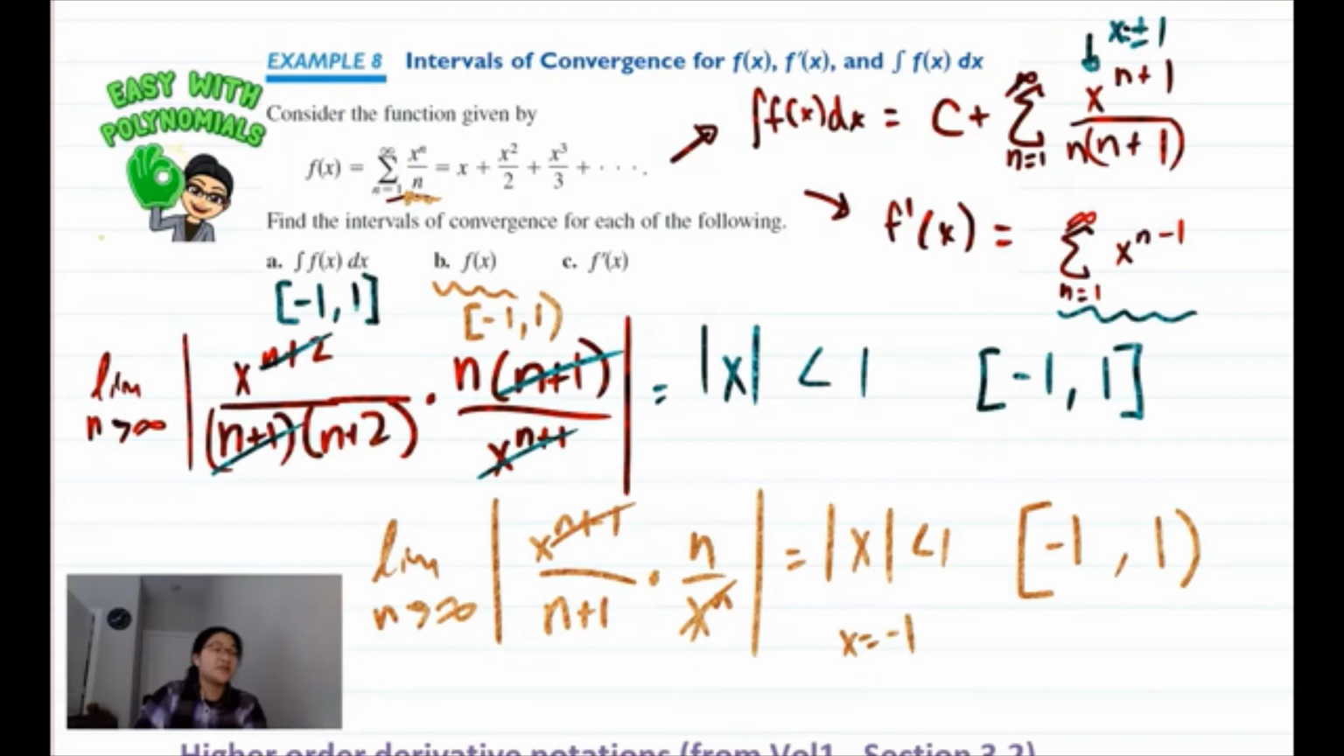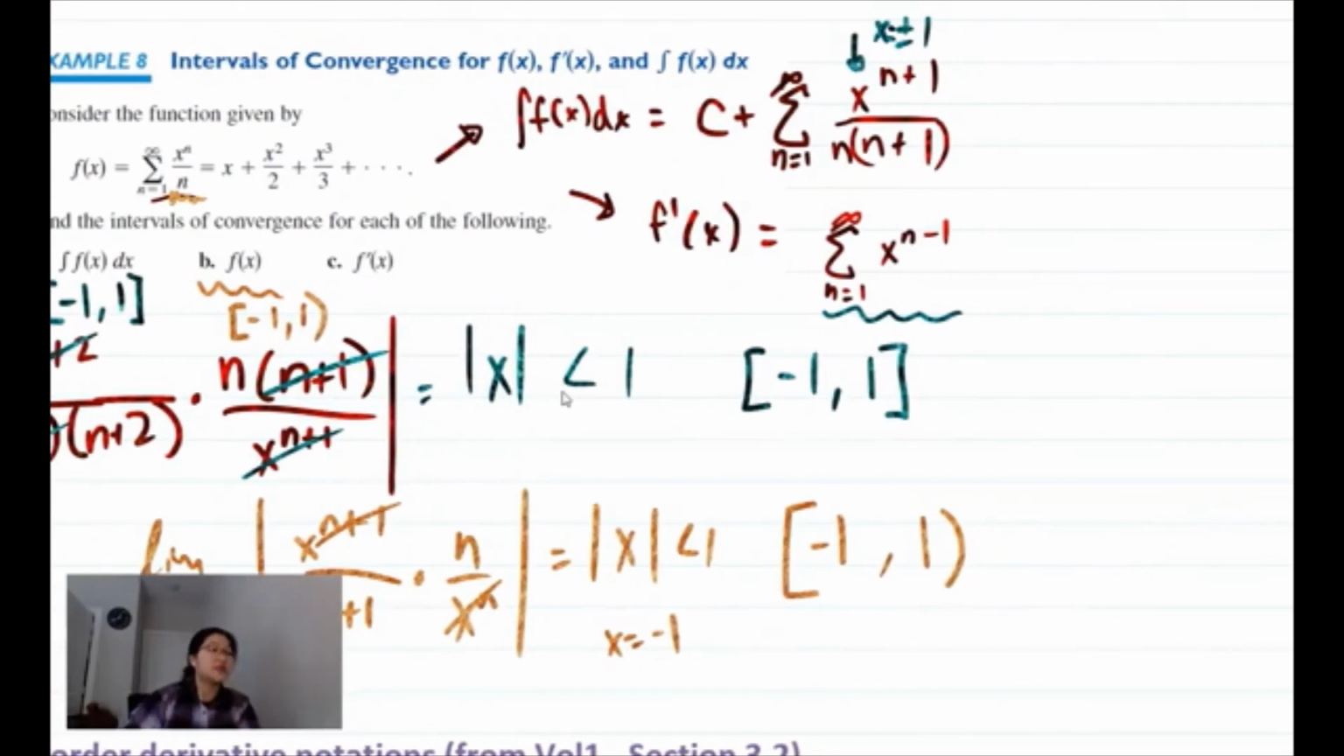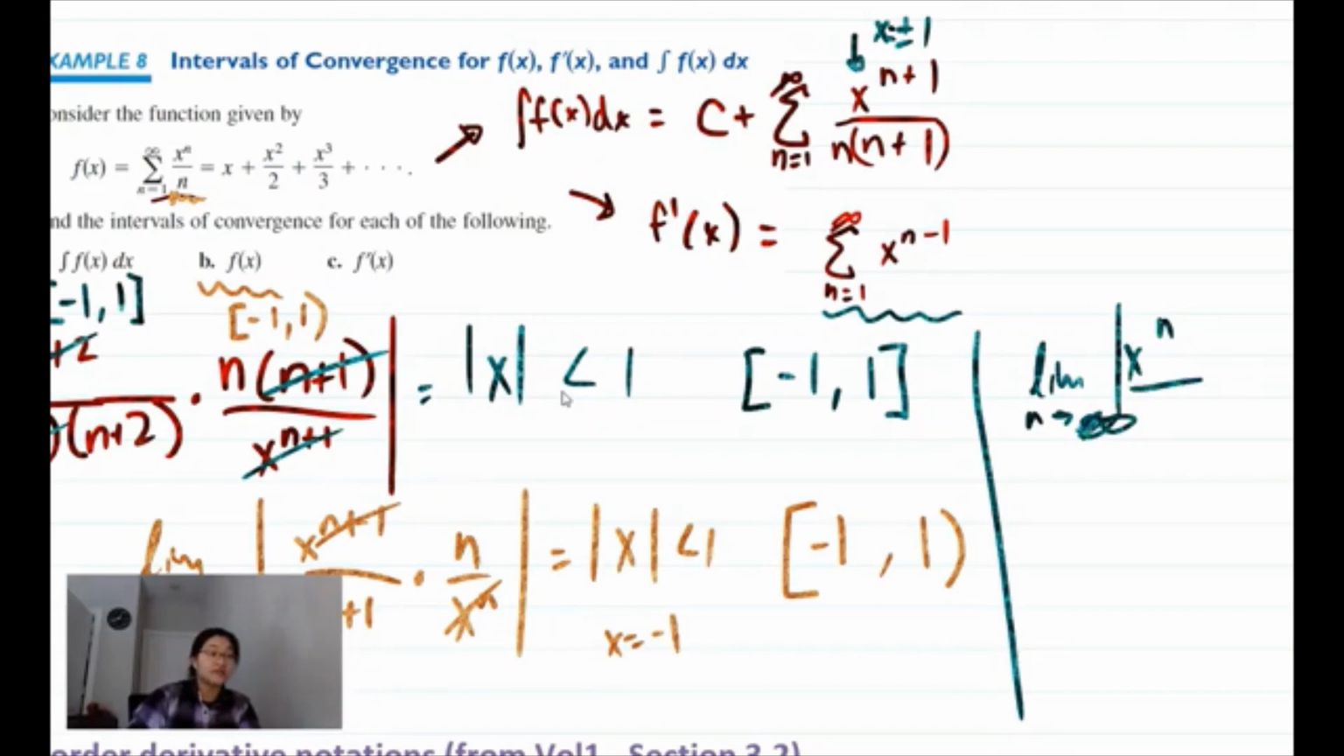And now, finally, let's look at our derivative, and what's going to happen here. Let's look at the limit as n approaches infinity of x to the n divided by x to the n minus 1. And what happens here? Well, we end up with 1 less x than we wanted.